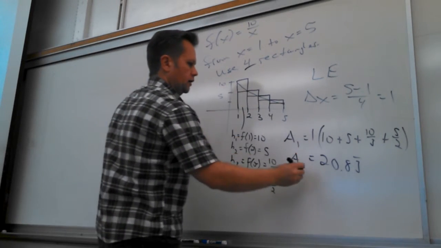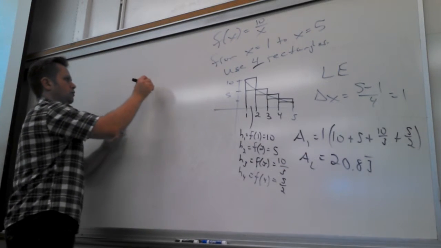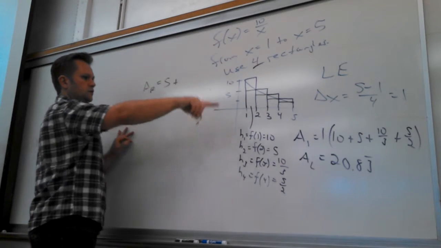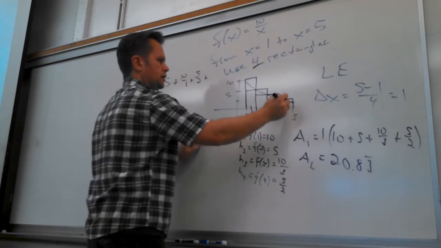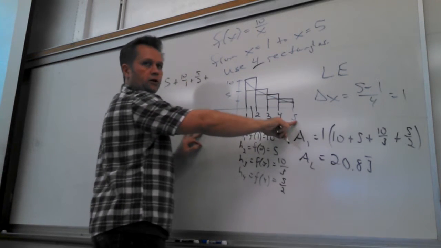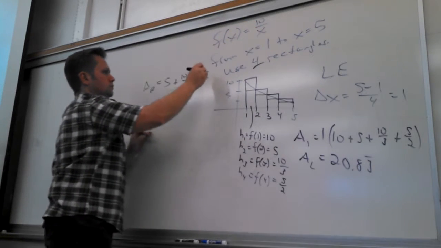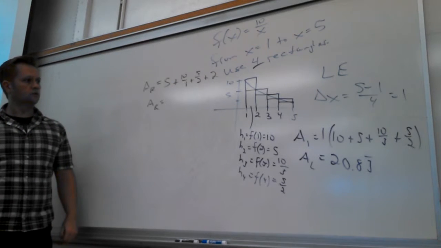So this is for left endpoints. Let's say for right endpoints, it'll be 5, that's this guy, right? Plus 10 thirds, plus 5 halves, plus this height is 2, because it's based on the right endpoint, 5. 10 divided by 5 is 2. So what's the area using right endpoints?